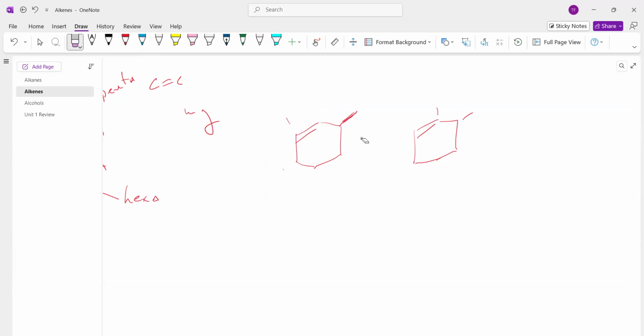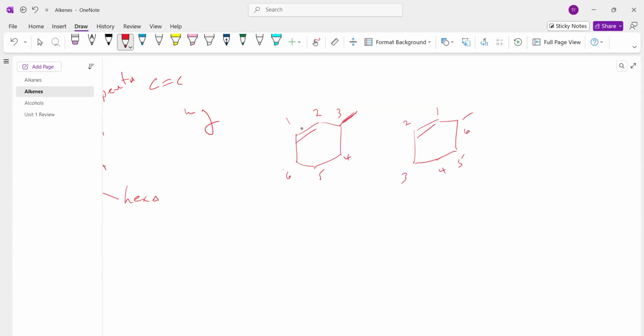When you count, you go into the double bond, which I didn't do before, okay? So if we start on this left-hand carbon here, we're gonna go into the double bond. So that's carbon number 2 here. In this one here, we're gonna go into the double bond. Okay, so the double bond is on carbon 1 on both of these.